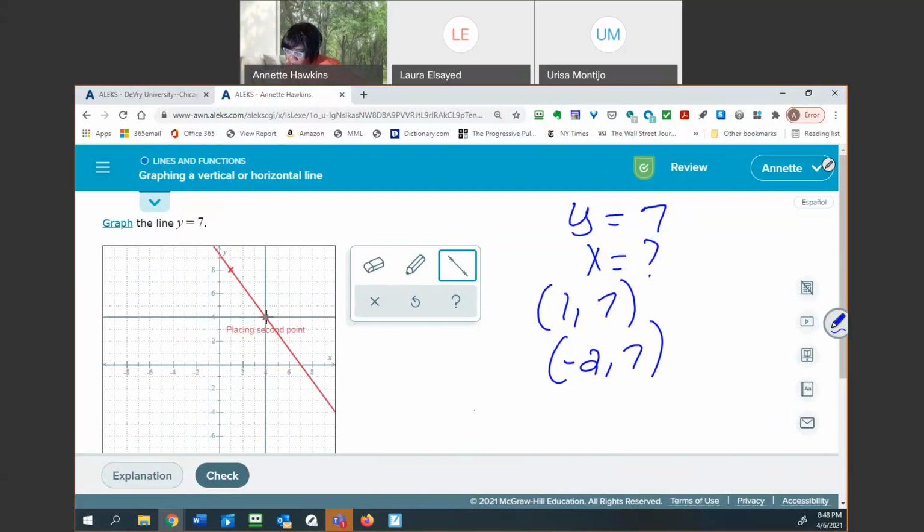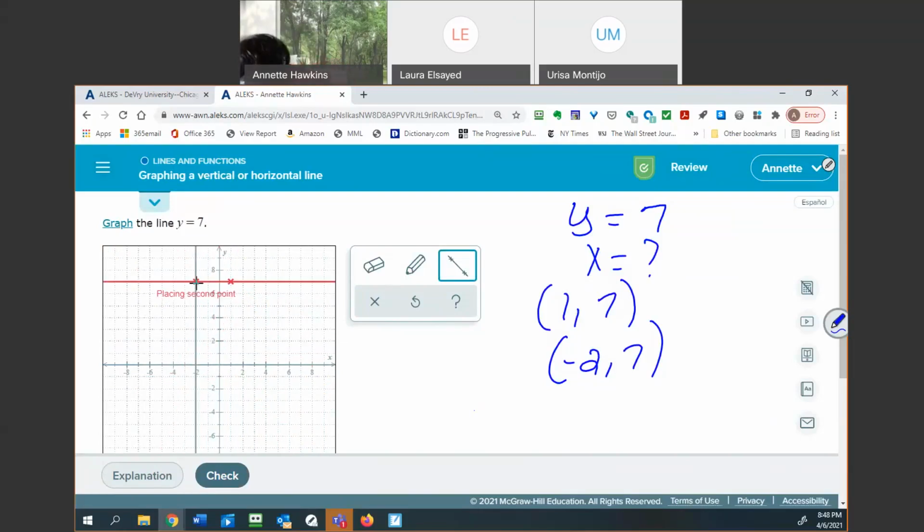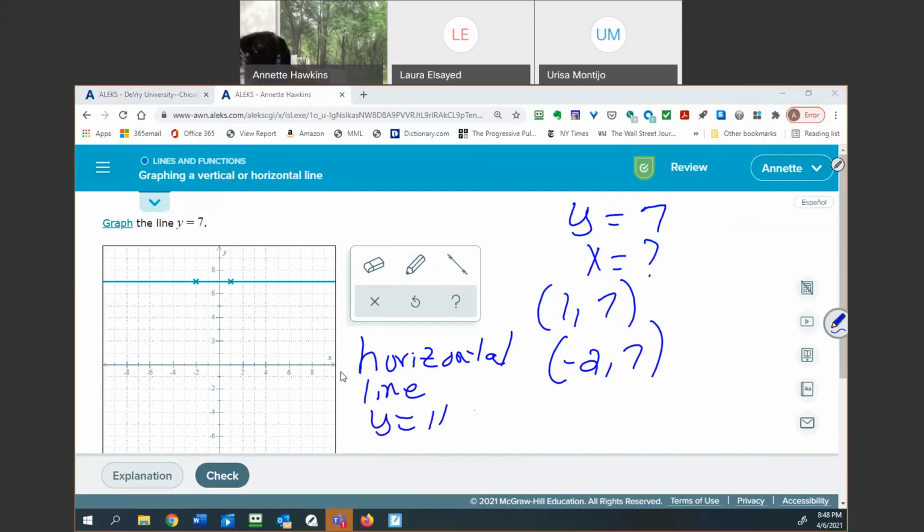Oh, I'm in the wrong place, huh? I need to correct that. Oh yeah, that's 8. So 1, here we go, 7. And then we need to go -2, 7. This is a horizontal line. So y equals a number is a horizontal line.